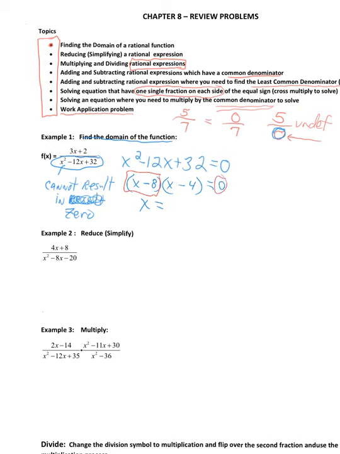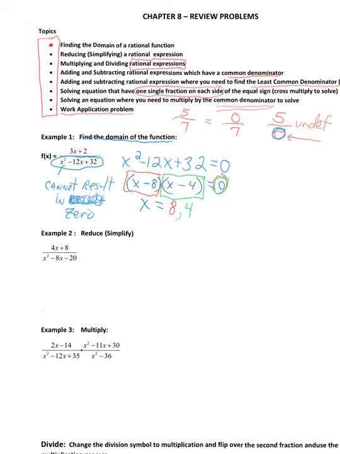When I set x minus 8 equal to 0, x equals 8. And the second time around, I take x minus 4, and I set it equal to 0. And when I do that, x turns out to be 4. So when we're solving a quadratic, that's actually what we came up with, those two answers. However, these values make the denominator equal to 0.